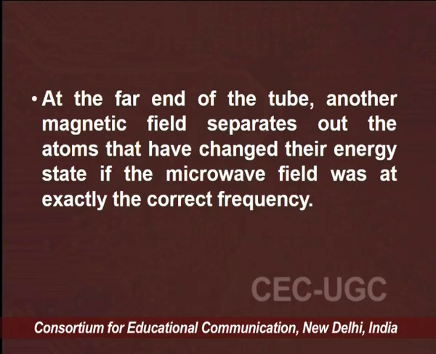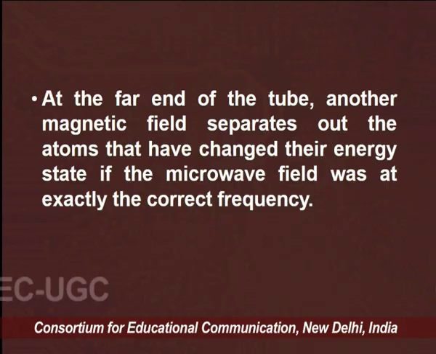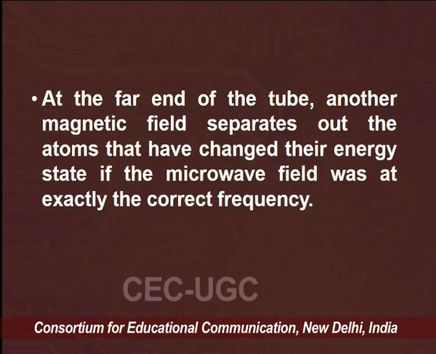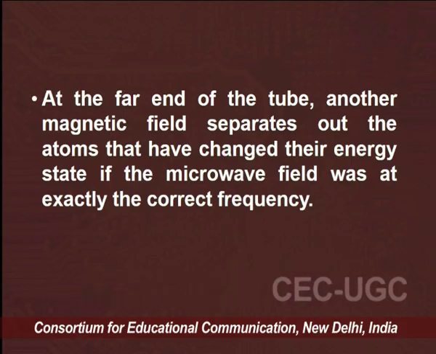state. At the far end of the tube, another magnetic field separates out the atoms that have changed their energy state, if the microwave field was at exactly the correct frequency. It means we are having the resonance frequency here. So at the end of the tube, another magnetic field separates out the atoms that have changed their energy state if the microwave field was at exactly the correct frequency, that is the resonance.